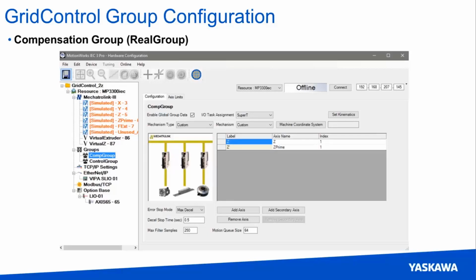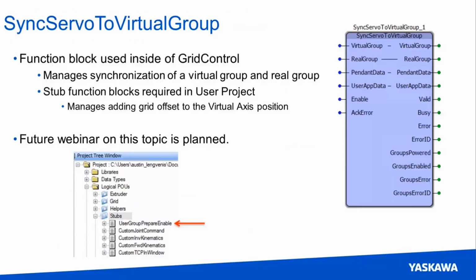So I wanted to just kind of explain more about that, how I said that MCS is the coordinate system primarily being used. That's for the control group, but the compensation group only is made up of one joint, so it just has its ACS. That ACS is used for the Y group direct control, controlling this custom group. Inside grid control, we have sync servo to virtual group.